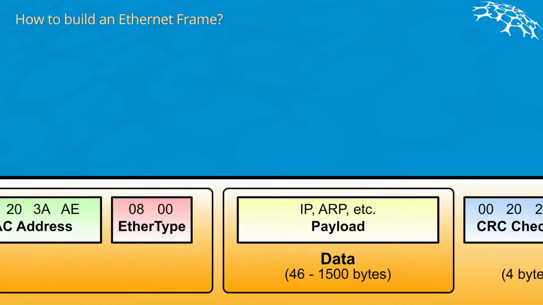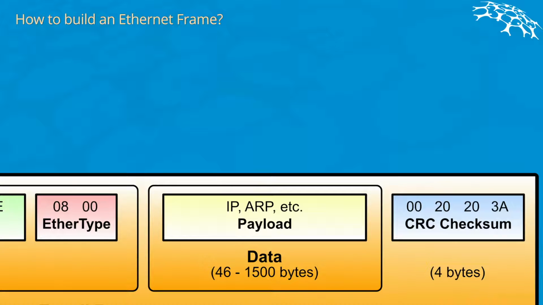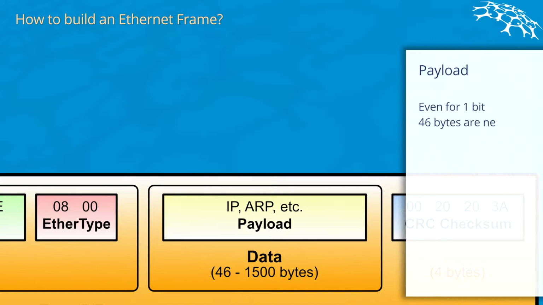After this, of course, there comes the data, the payload of the Ethernet frame. Even if you only wanted to transfer 1 bit, you have to have a payload of at least 46 bytes, plus the additional Ethernet header, which also has to have a certain length.